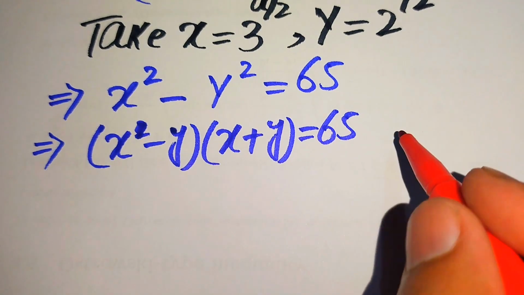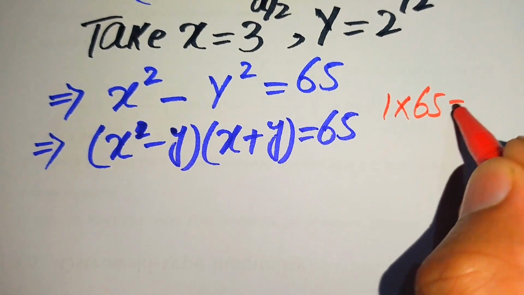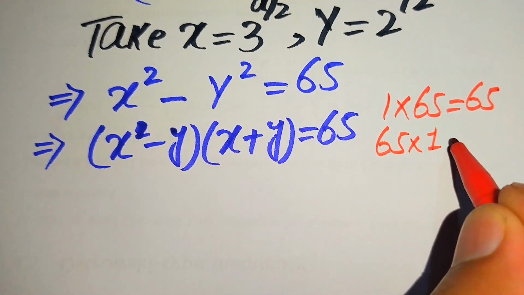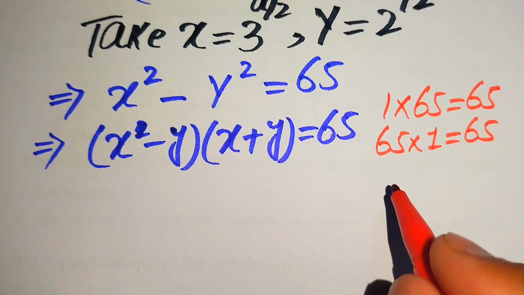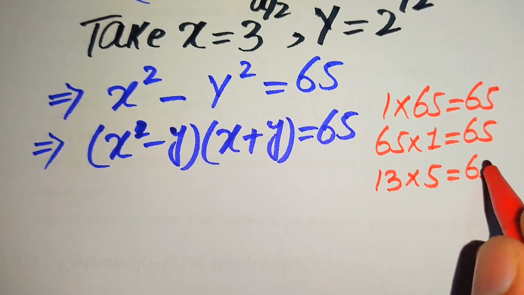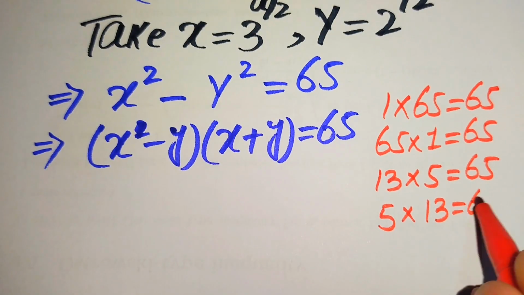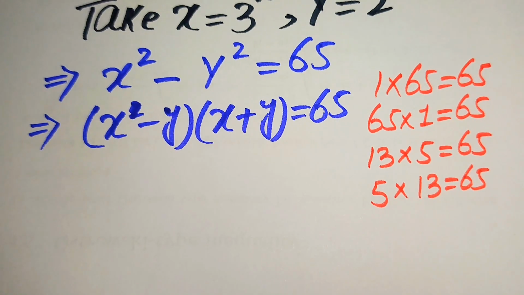So these possibilities are 1 times 65 equals 65, and 65 times 1 equals 65, and 13 times 5 also becomes 65, and 5 times 13 equals 65. So these are the four possibilities in which we get the product of two positive integers becoming 65.